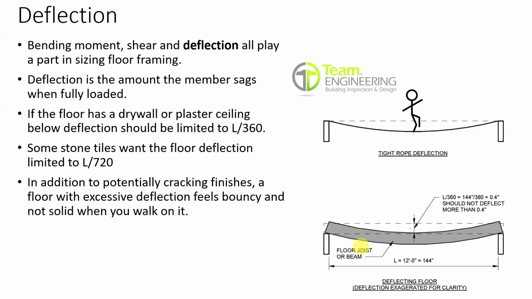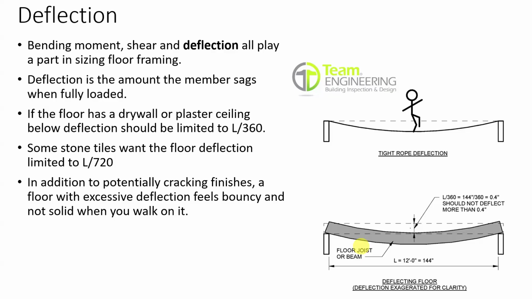So deflection's the amount the member sags when it's fully loaded. So if I've got my floor joist and I'm putting load on it, it's going to sag down. Now you might not be able to see it. Sometimes you can actually see it, like if you go out there with a laser, sometimes you can see that that floor is slightly sagged down. So deflection's the distance that a structural member sags.